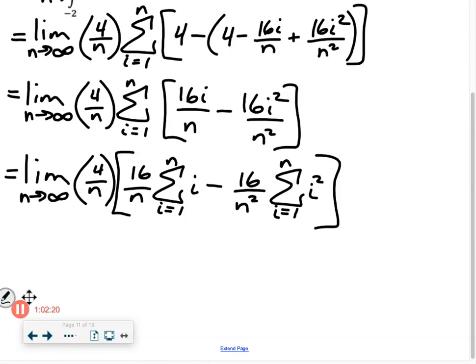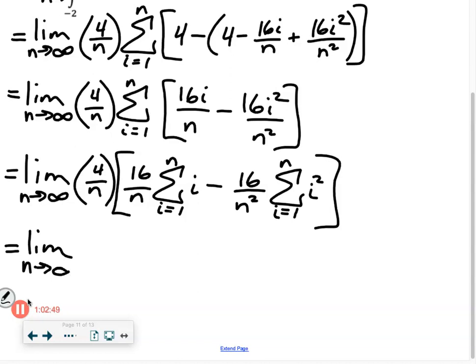Once you have sums with i's, that's when you are ready to replace those with your formulas. So take a minute, replace those with your formulas, and then see if you can find your final area or net area. Did you? All right, let's take a look. It could be 64 thirds. I might just be remembering wrong.